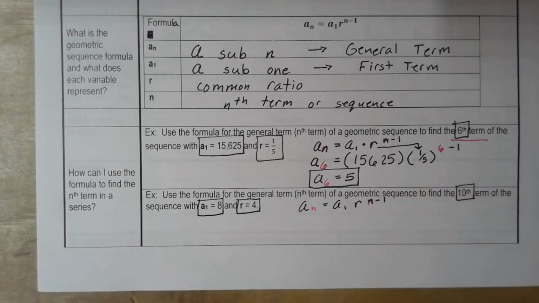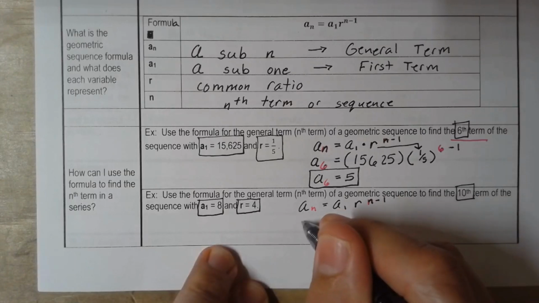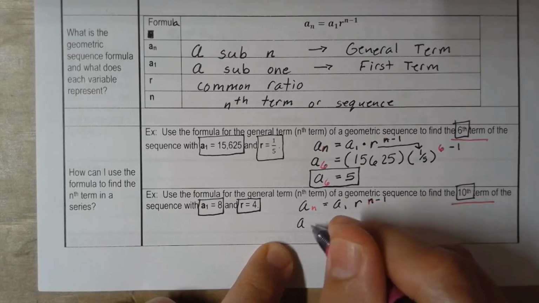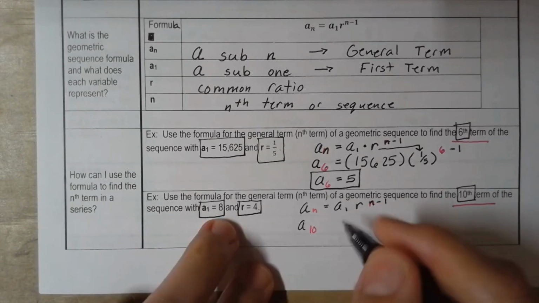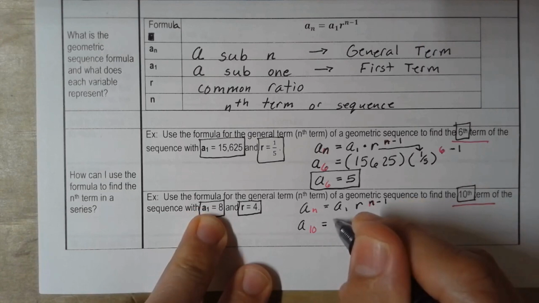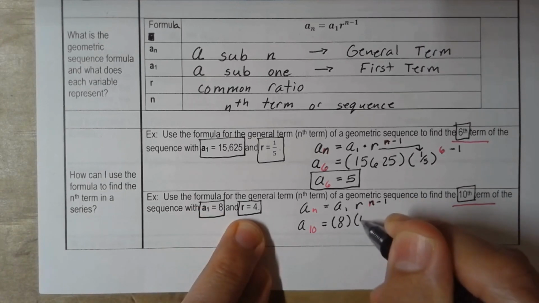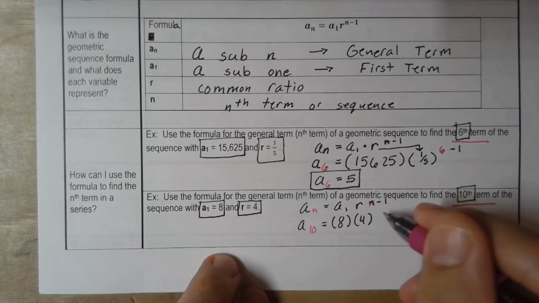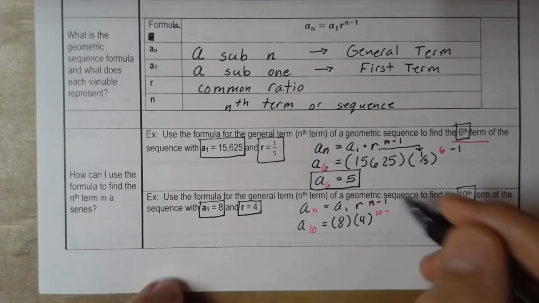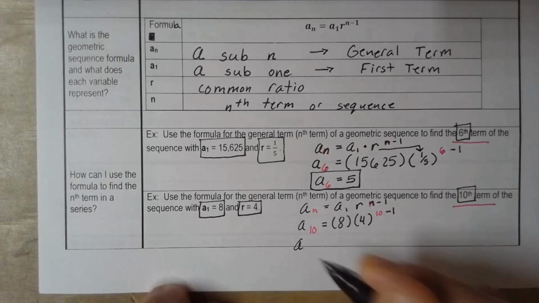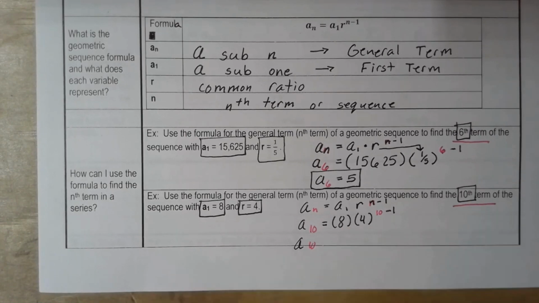Alright, so now we're going to go ahead and do some replacement. So we're going to say, okay, it's going to be a sub 10, right? Because I'm looking for the 10th term. So a sub 10 is equal to a sub 1, which is 8. So I'm going to put that in parentheses. And then times my r, which is 4. And then that's going to be to the power of 10 minus 1. And then I'm going to go ahead and write a sub 10 is equal to, and we're going to have our answer. So let's use our calculator real quick.